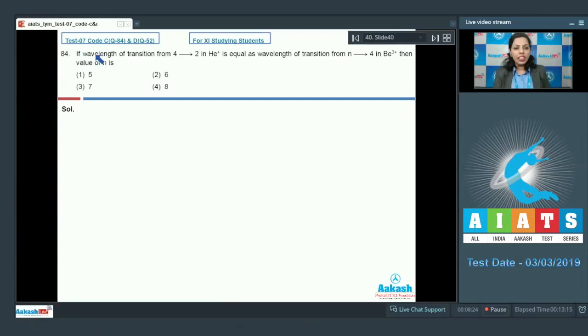After this, question number 84. If wavelength of transition from 4 to 2 in helium ion is equal to the wavelength of transition from n to 4 in Be3+ ion, then the value of n is.